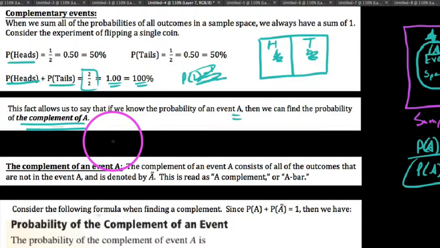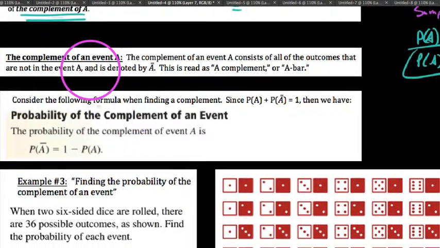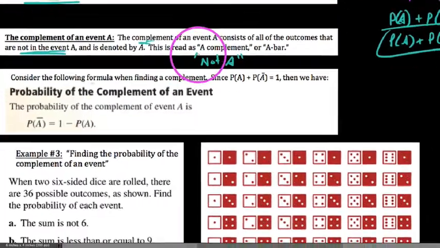So let's talk about what we mean by the complement of an event. When we talk about the complement of an event with respect to a probability experiment, we say that the complement of an event A basically just consists of all the outcomes that are not in the event A. And so we would say that this is denoted by A with a bar over the top, and we read this as A complement or A bar. You can also read this as not A, everything but A.